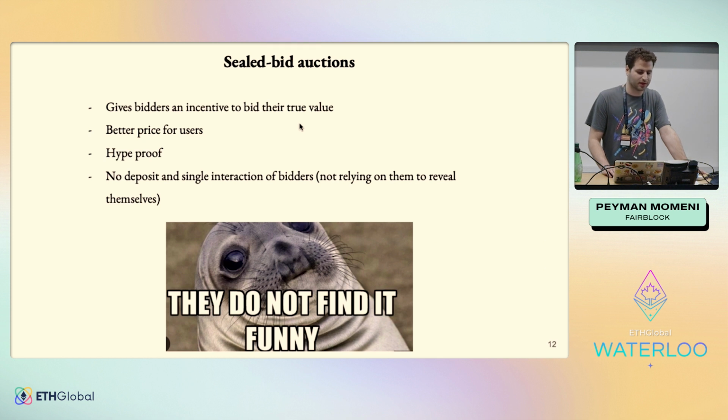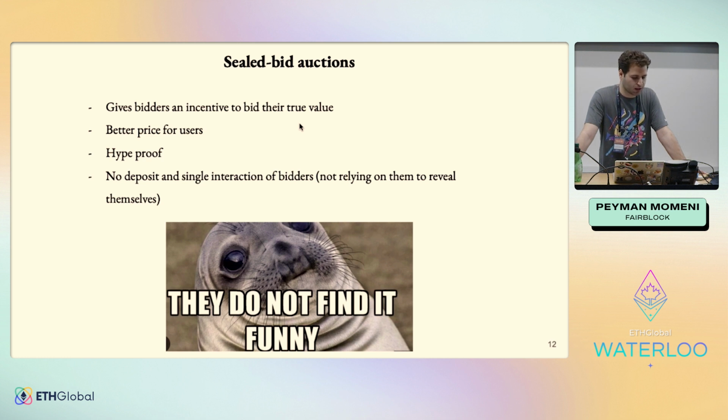The other application that we are excited about is sealed bid auctions. And theoretically, there is a lot of research and mechanism design research that talks about sealed bid auctions. You may have heard of them as second price auctions, Vickrey auctions. So basically, second price auctions are better for users because there is a financial incentive for all of the bidders to send their bids at the real value of the asset.